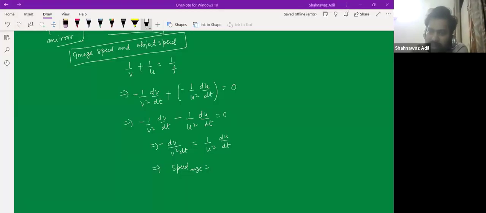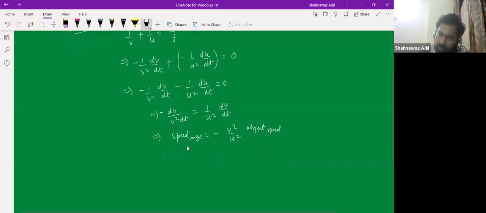What I was talking about is that we had this image speed, and this minus goes to the right hand side. This is minus v square by u square, and then du by dt. So this is the object speed. This relation is very important, right?